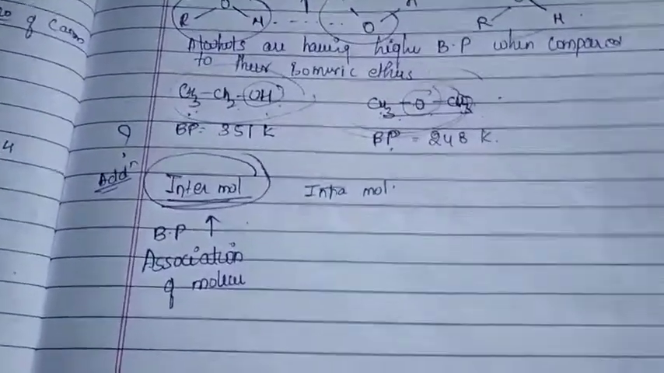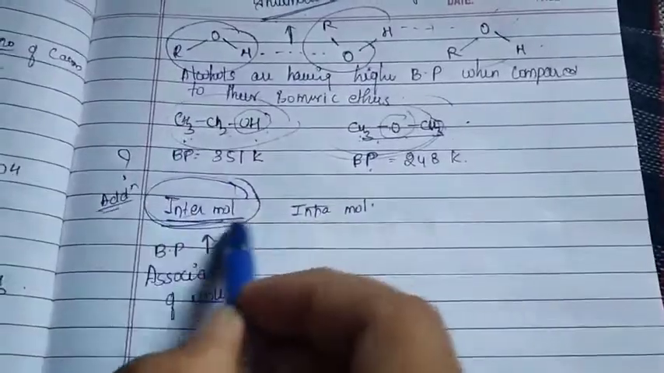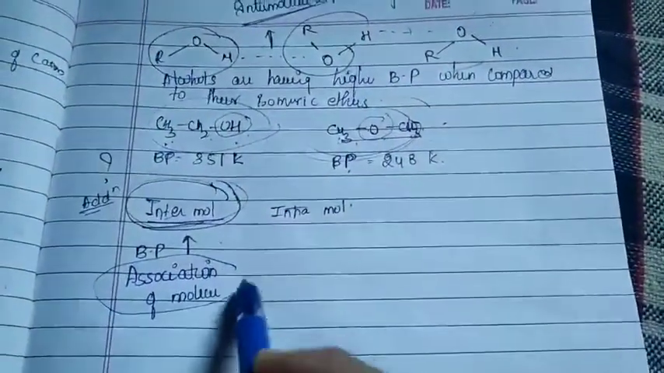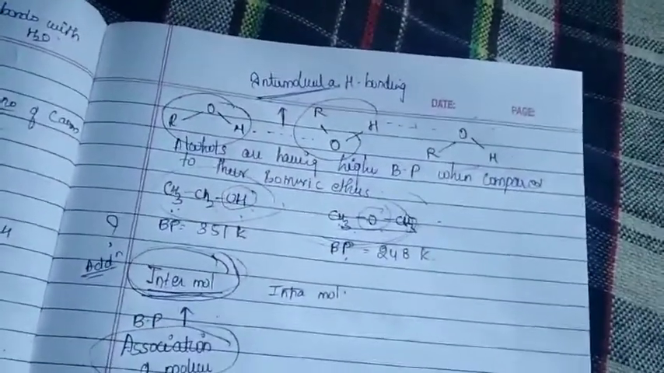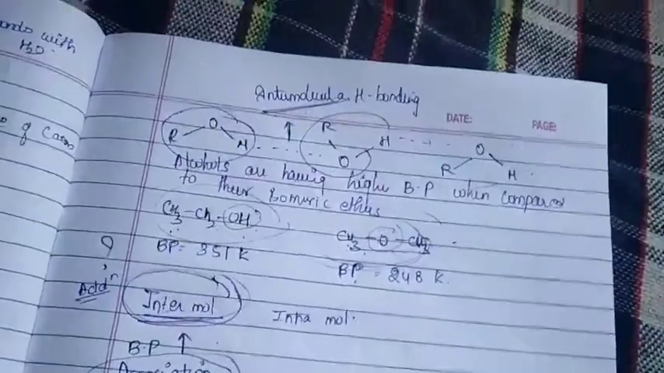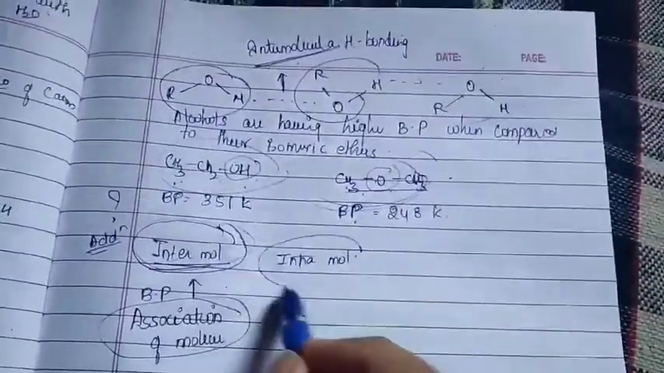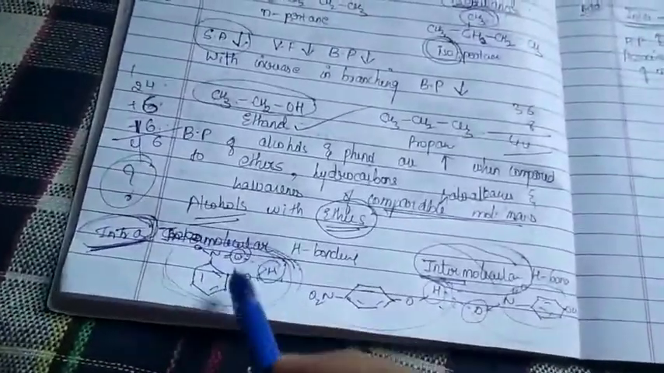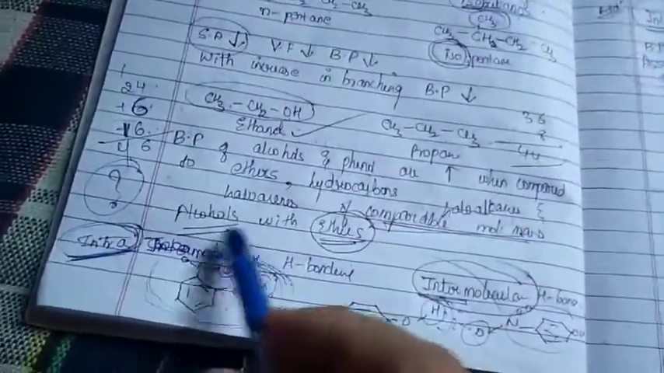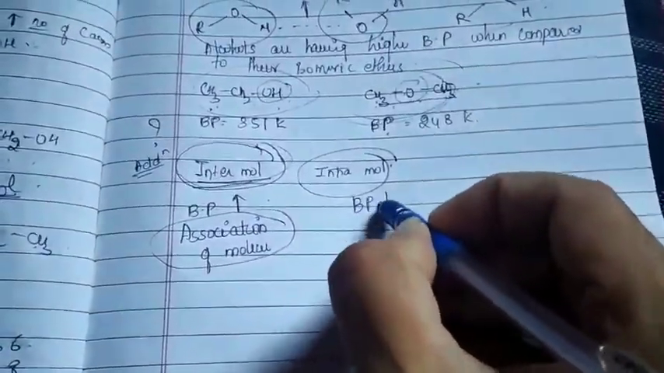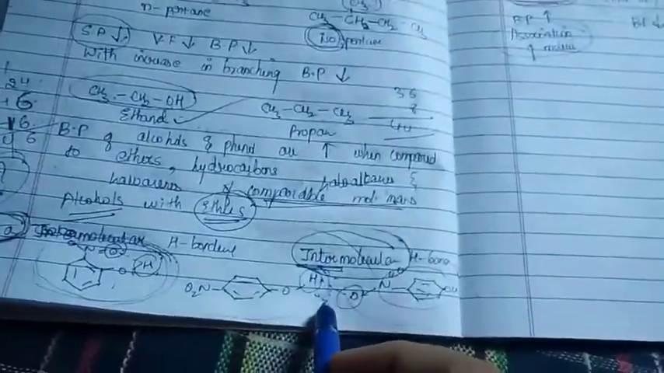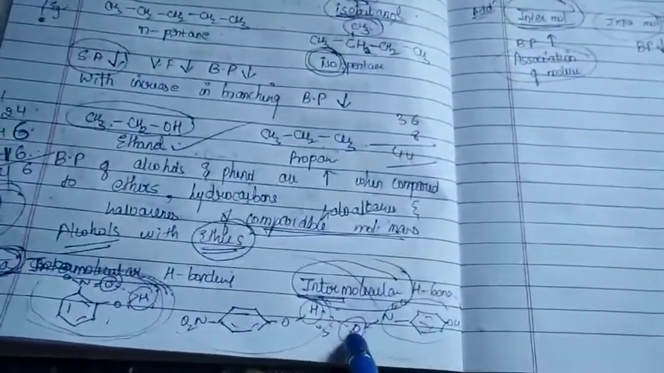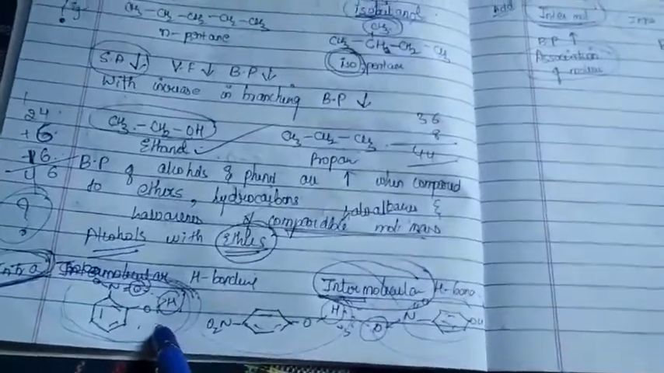The same scenario is observed over here. So in intermolecular hydrogen bonding, what is happening? Association of the molecules takes place. That is, all the molecules are coming together. So in order to break that, we require a higher amount of energy. Therefore the boiling point also increases. But in intra, whatever the bonding is, it is within the molecule, so we can easily break it. So in intra, the boiling point is less when compared to inter. Therefore paranitrophenol will have the highest boiling point when compared to orthonitrophenol.